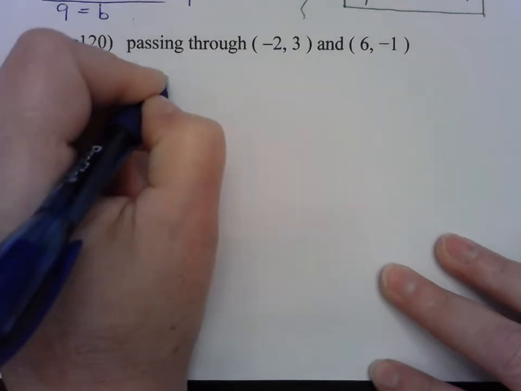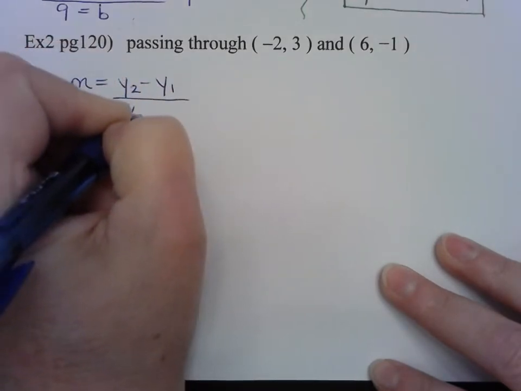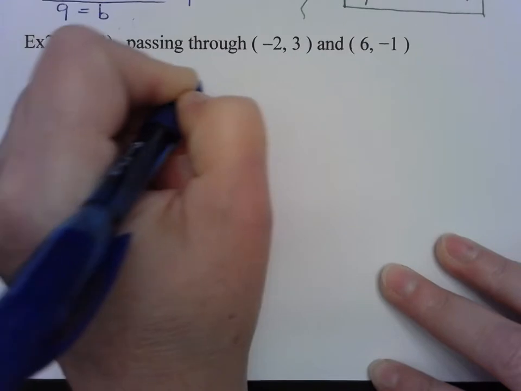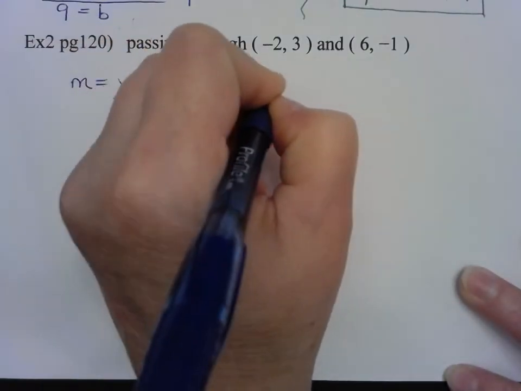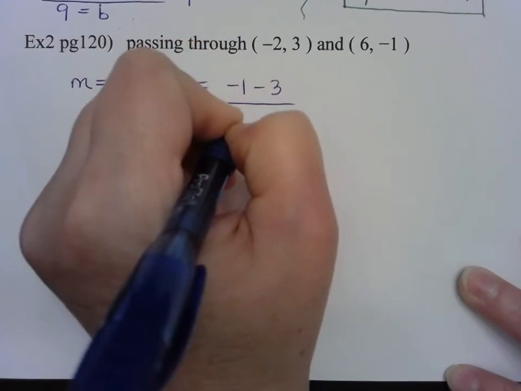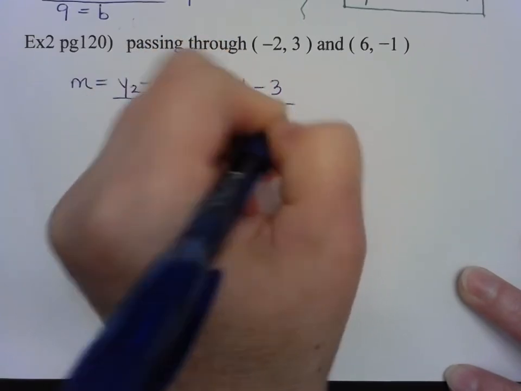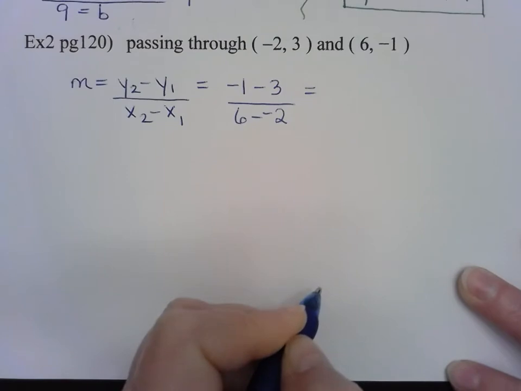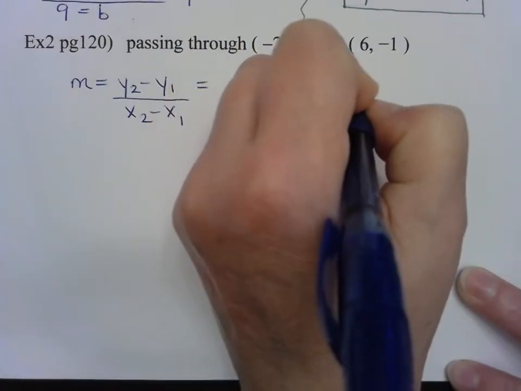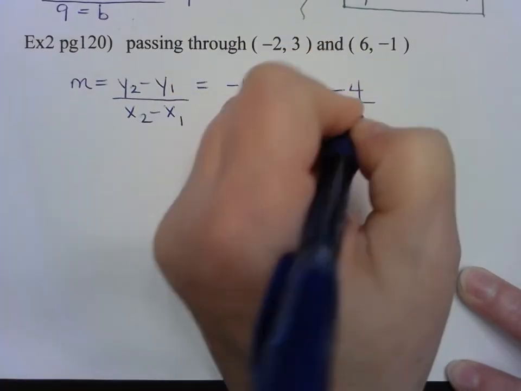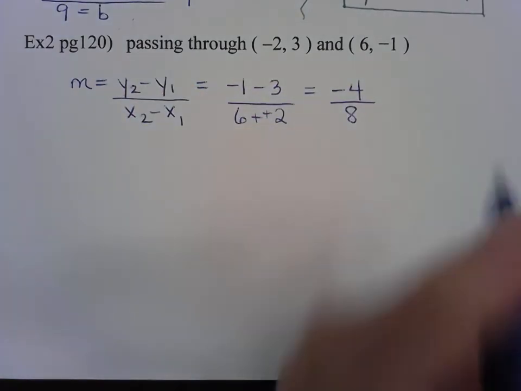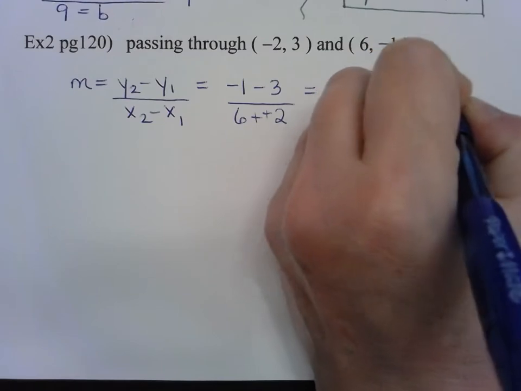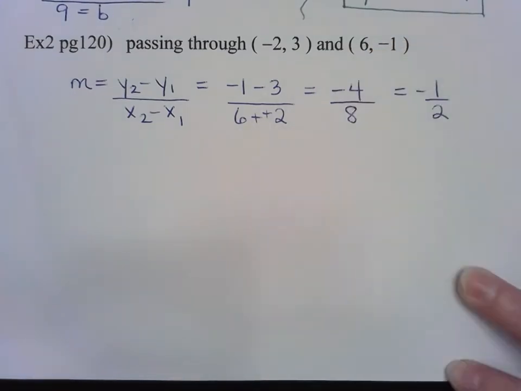I'll jot it down here one more time in case you need it. Okay, so we'll have -1 minus 3 over 6 minus -2. So that's going to give us -4 divided by 8, since this is going to become plus. If I reduce that, I'll have -1/2. So my slope is -1/2.